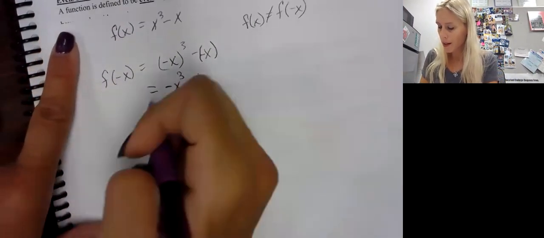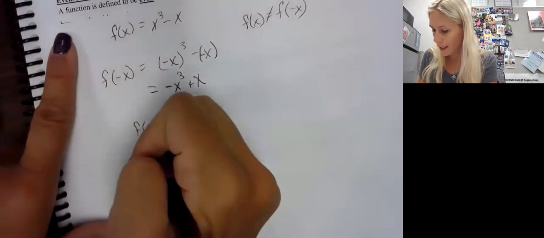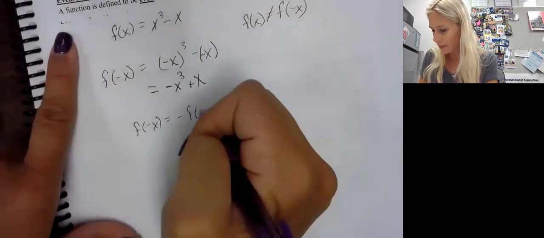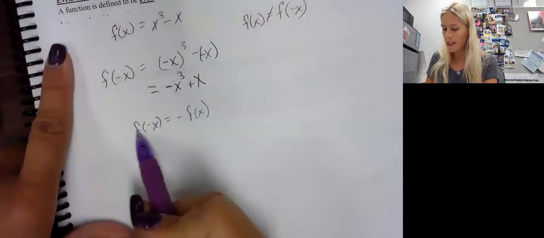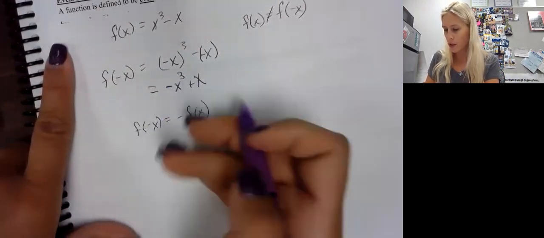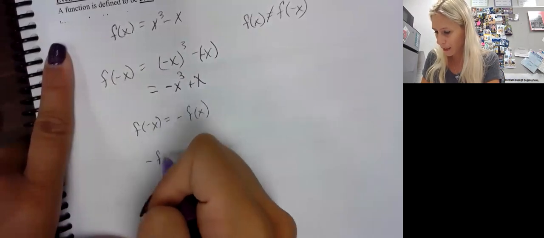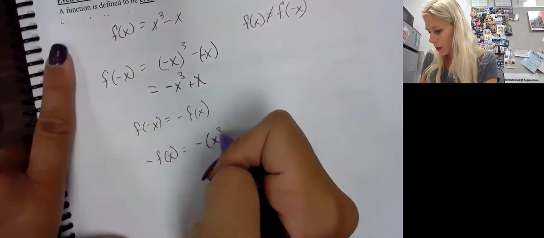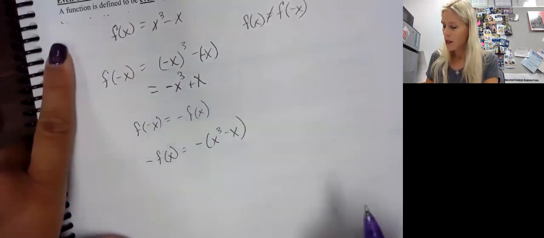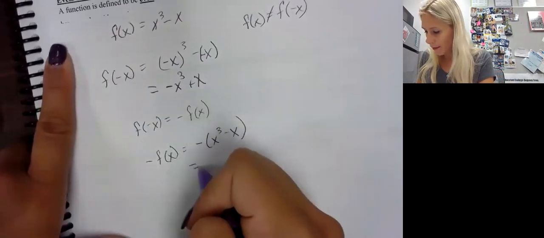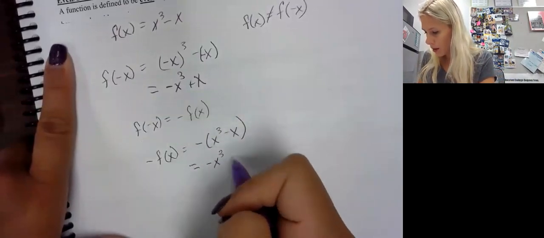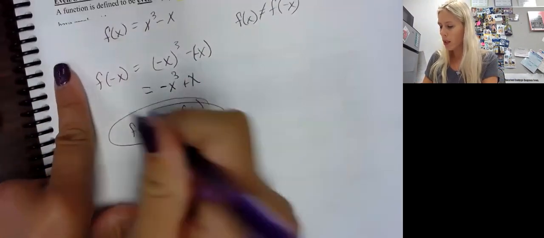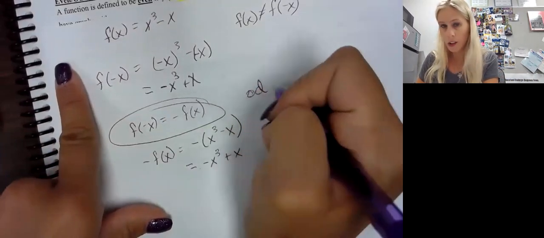So let's try odd. Odd says that f of negative x would equal negative f of x. Okay, now we already did this, right? We did it right up here, so I don't have to do that one. So let me test negative f of x. That means that I would have negative this whole x cubed minus x. So I'm going to distribute out that negative. I get negative x cubed plus x. And what do you know? They do equal. So this works, which means it's an odd function.